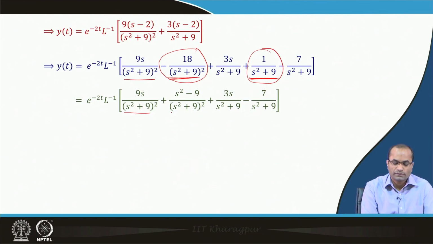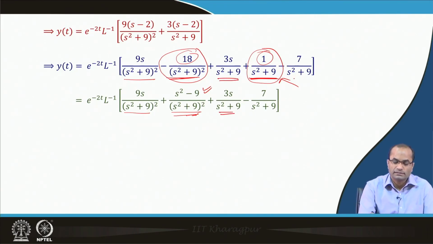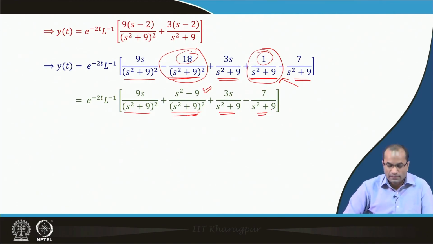So, here (s² + 9) whole squared, and then we need multiplication by s² + 9 and also division by s² + 9 for this term to have this common denominator. So, that s² + 9 together with this minus 18 will give s² minus 9, and then we have 3s over s² + 9 as it is, and we have minus 7 over s² + 9.